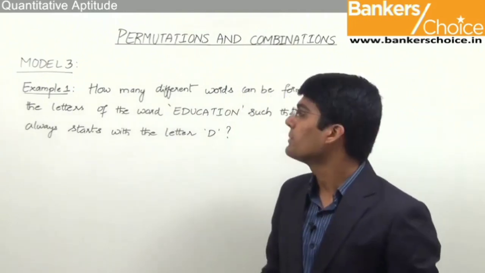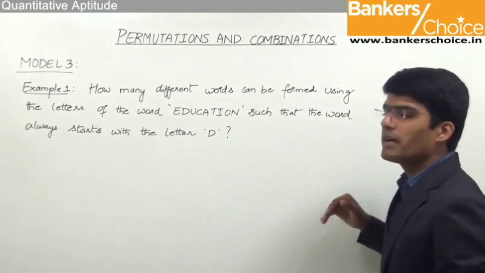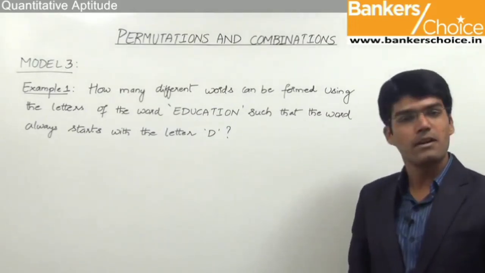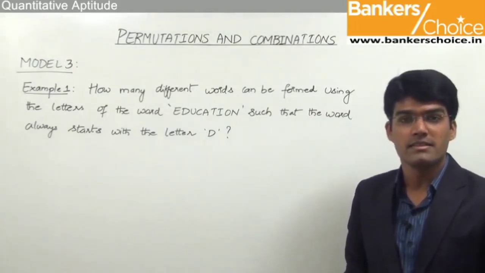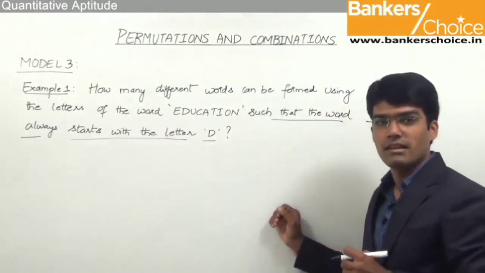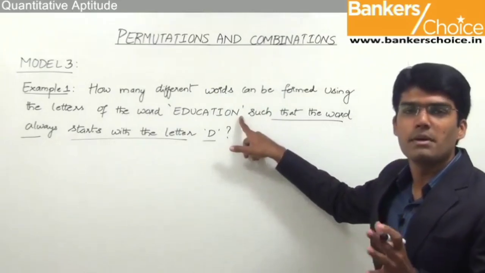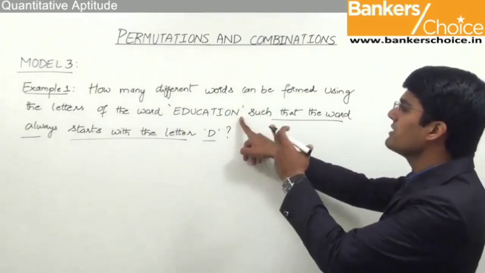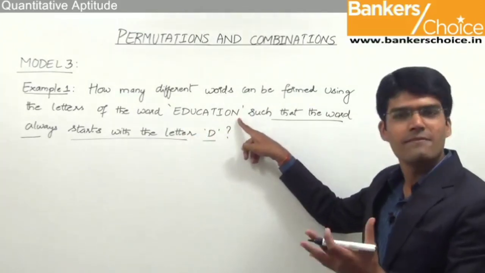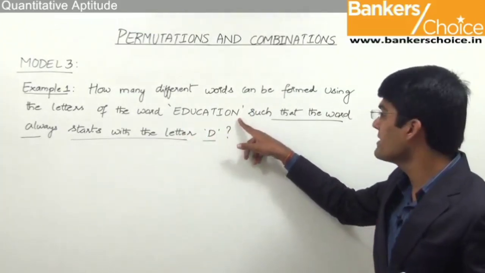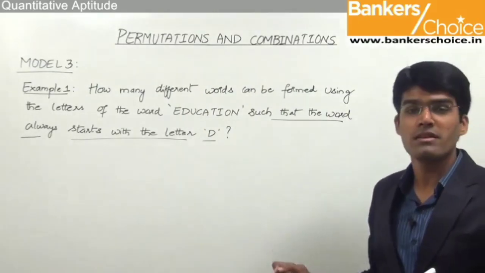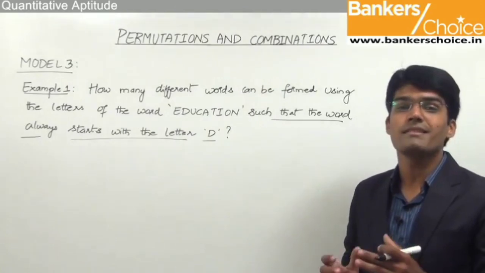Let us have a look at the first example. The question here is, how many different words can be formed using the letters of the word education such that the word always starts with the letter D? And as you can see here, such that the word always starts with the letter D is the condition. But up to this point it is a simple question. How many different words can be formed using the letters of the word education? So that's a direct question. We know that there are 9 letters here, so 9 factorial should be the answer. But there is a condition which says the word always starts with the letter D. So here we need to find out only those words which start with the letter D. So how many such words can be formed?